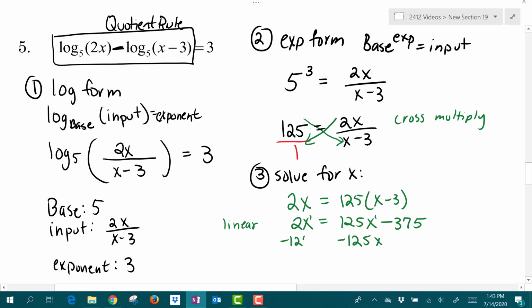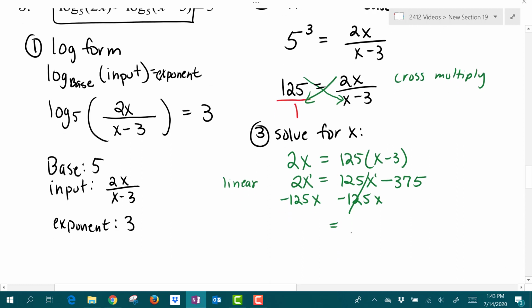So we'll do all of our adding and subtracting first. Gather all the x's up to one side. So I'll do that by subtracting 125x from both sides. On the right side, I just have a number, negative 375. On the left side, I have negative 123x. Okay, you're welcome to put that into your calculator. Then I'm going to divide by whatever's in front of x.